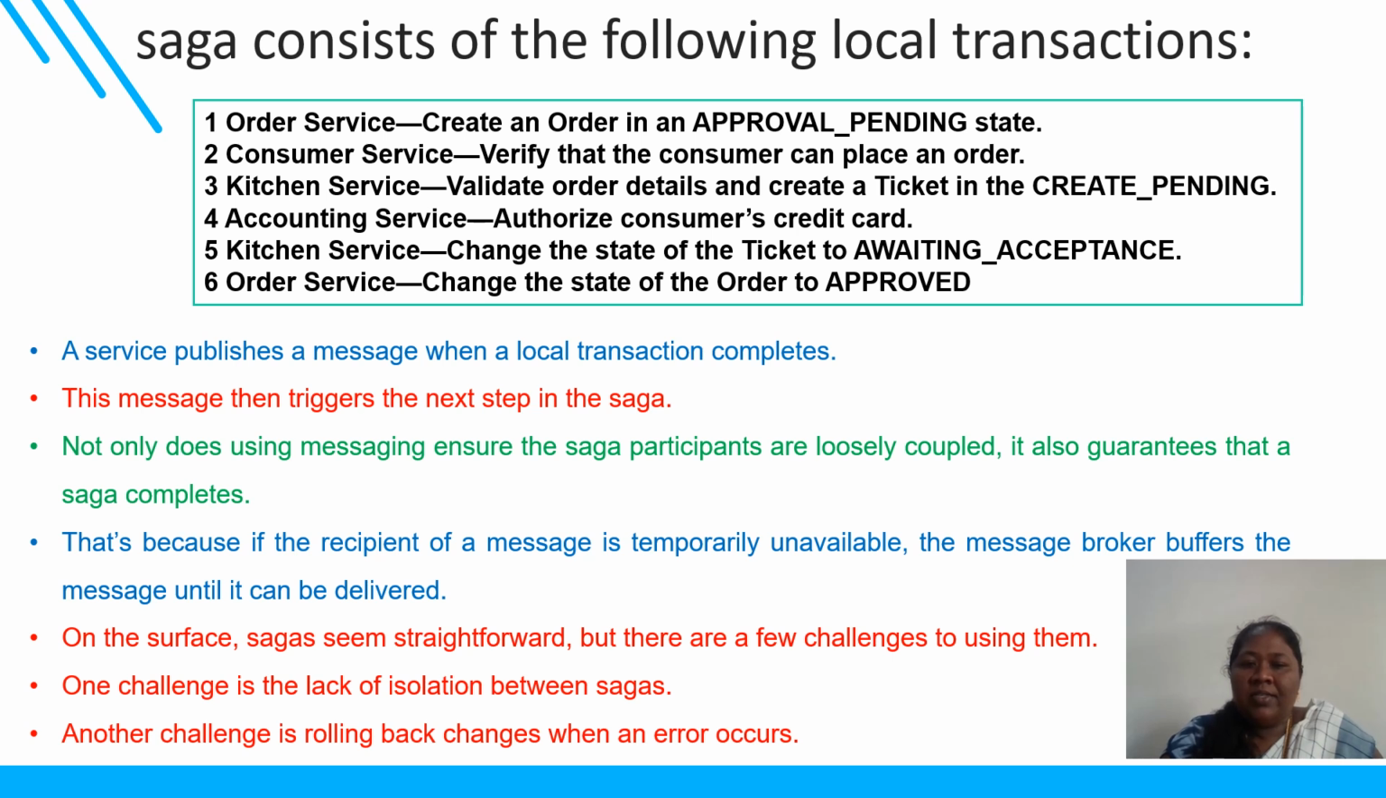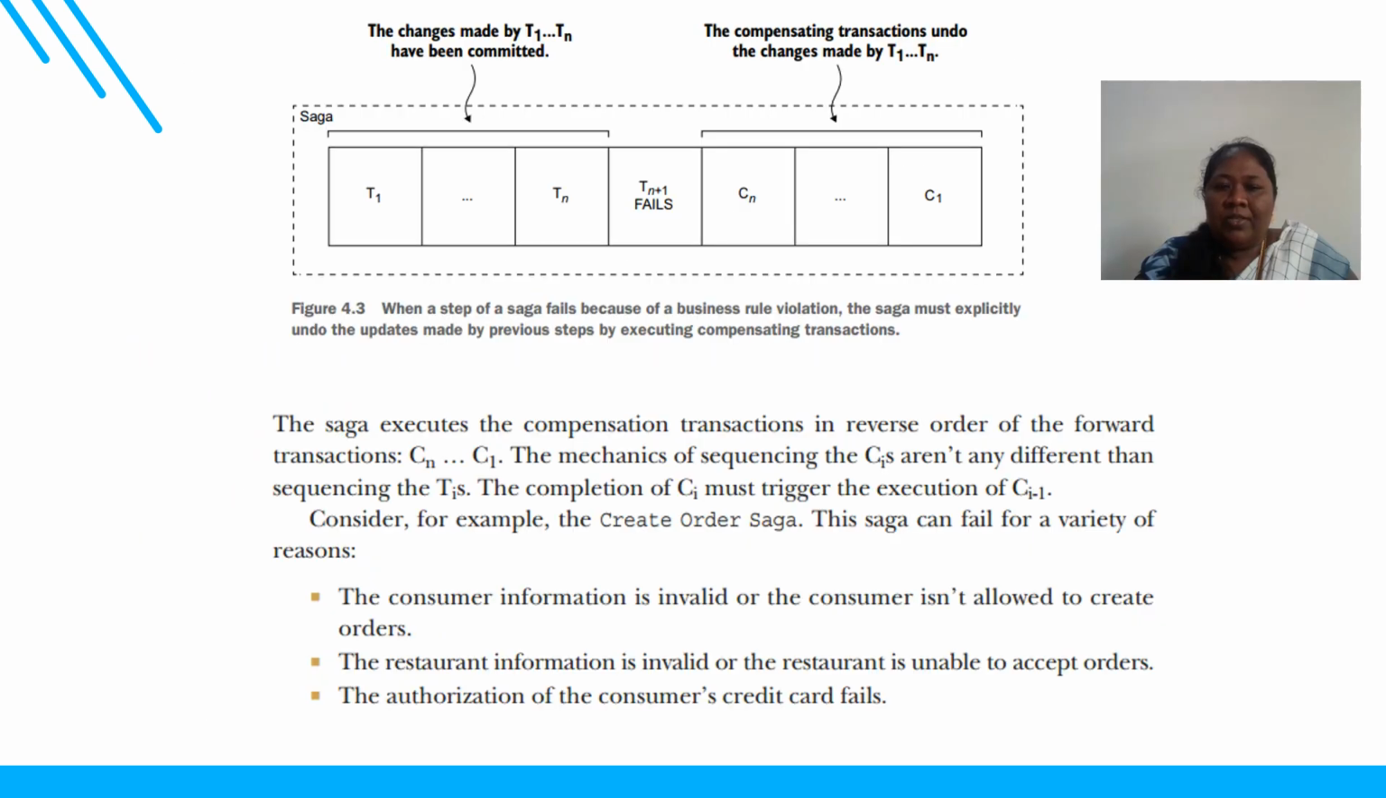So Saga seems straightforward, but there are a few challenges also. One of the challenges is lack of isolation between the Sagas. Another one is rolling back changes when an error occurs. That also happens in between. Because of some errors, you can't complete successfully and it automatically rolls back, so it cannot proceed further. This is the problem with Saga. If any problem occurs in between, because of some violation, you don't know the reason why this transaction is incomplete. So that is a problem with the Saga.